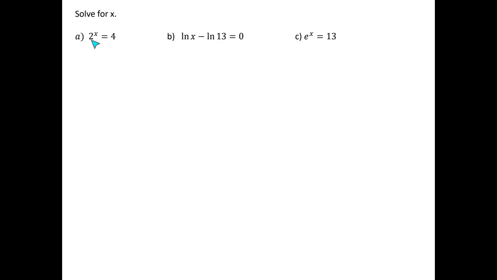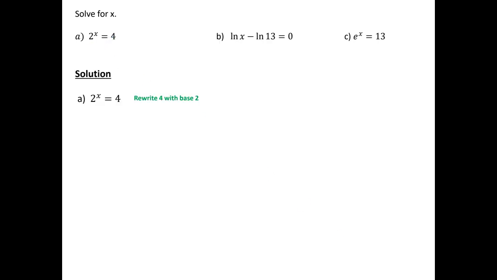Well, 4 and 2 are not the same, but the next question should be, can I rewrite 4 to have a base of 2? And the answer here is yes, we can write 4 as 2 squared. Now that the bases are the same, we can set the exponents equal to each other using the one-to-one property. So we get x is equal to 2.